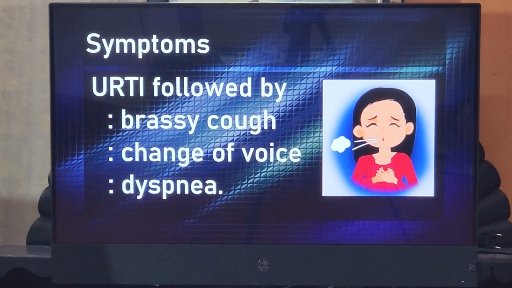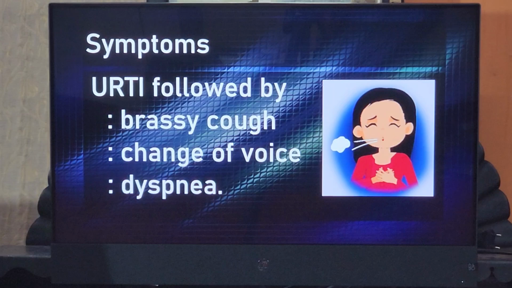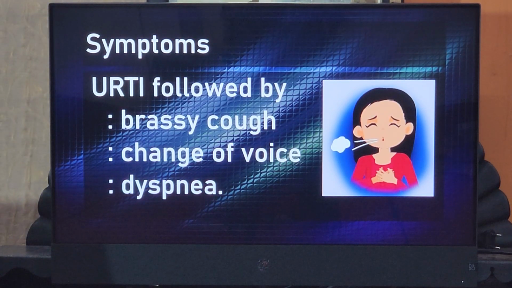Now the complaints. To start with, the patient will have nasal discharge, nasal block, and mild fever, which progresses to cough. And the cough is a particular type of cough. You must have heard of an animal called a seal. When it makes a sound, it's a particular type of sound. It is almost similar to that. Along with a severe, troubling cough, you have a change of voice, and it will progress to breathing difficulty.